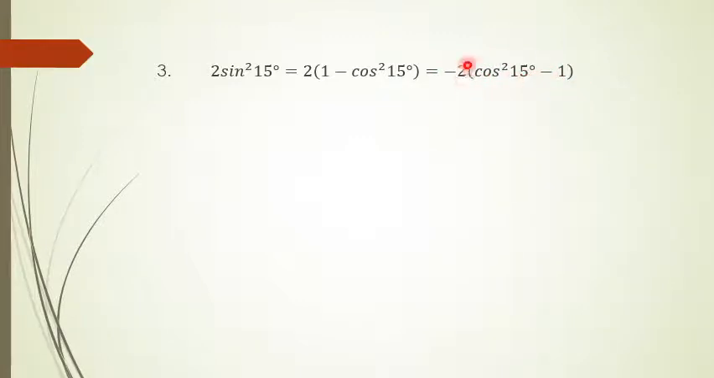Then we remember again that we need a 2 here, so we can multiply the 2 inside, leaving the negative outside. So that's 2 cos squared 15 degrees. Remember, the 2 must multiply everything inside the bracket, minus 2. Then we are almost there.